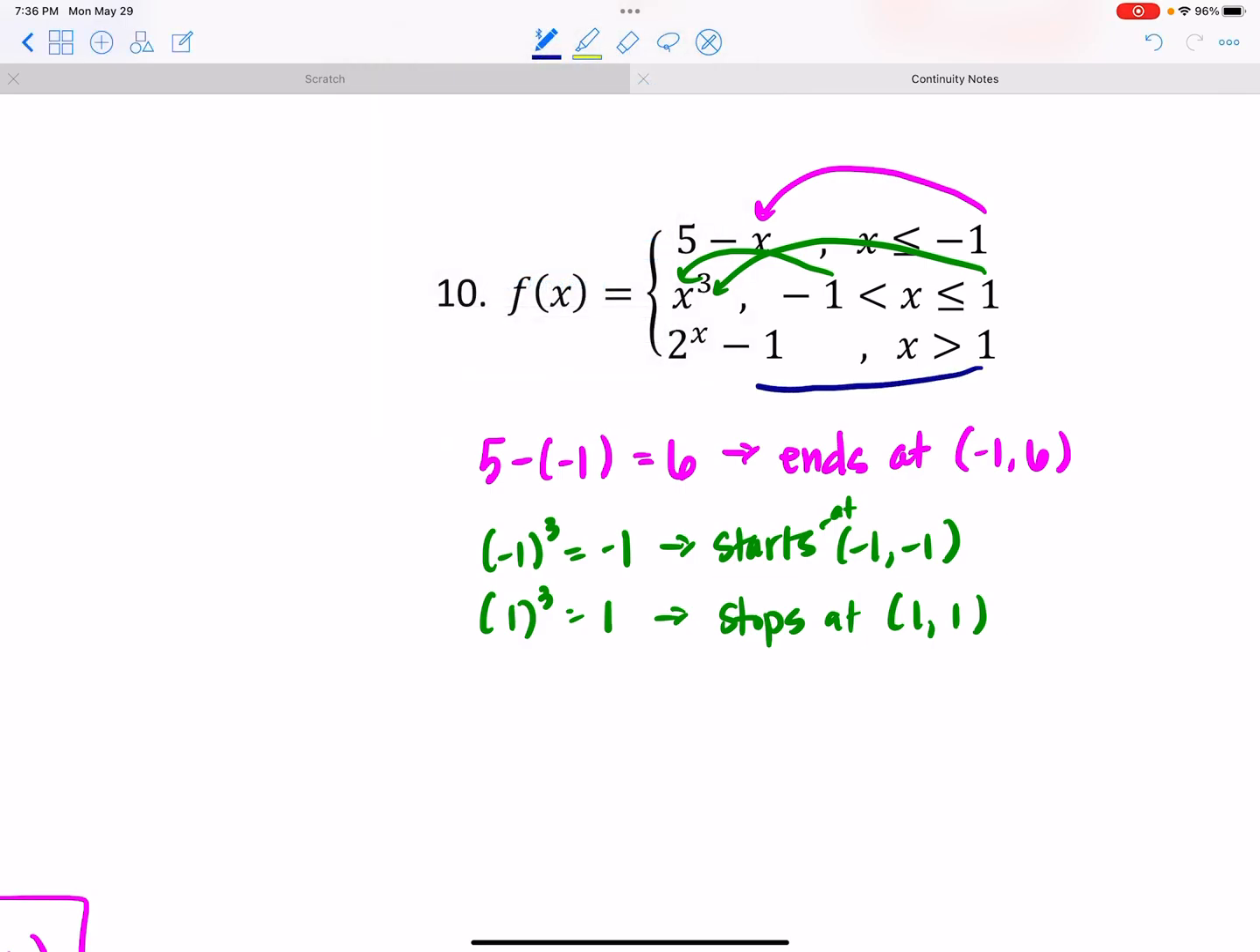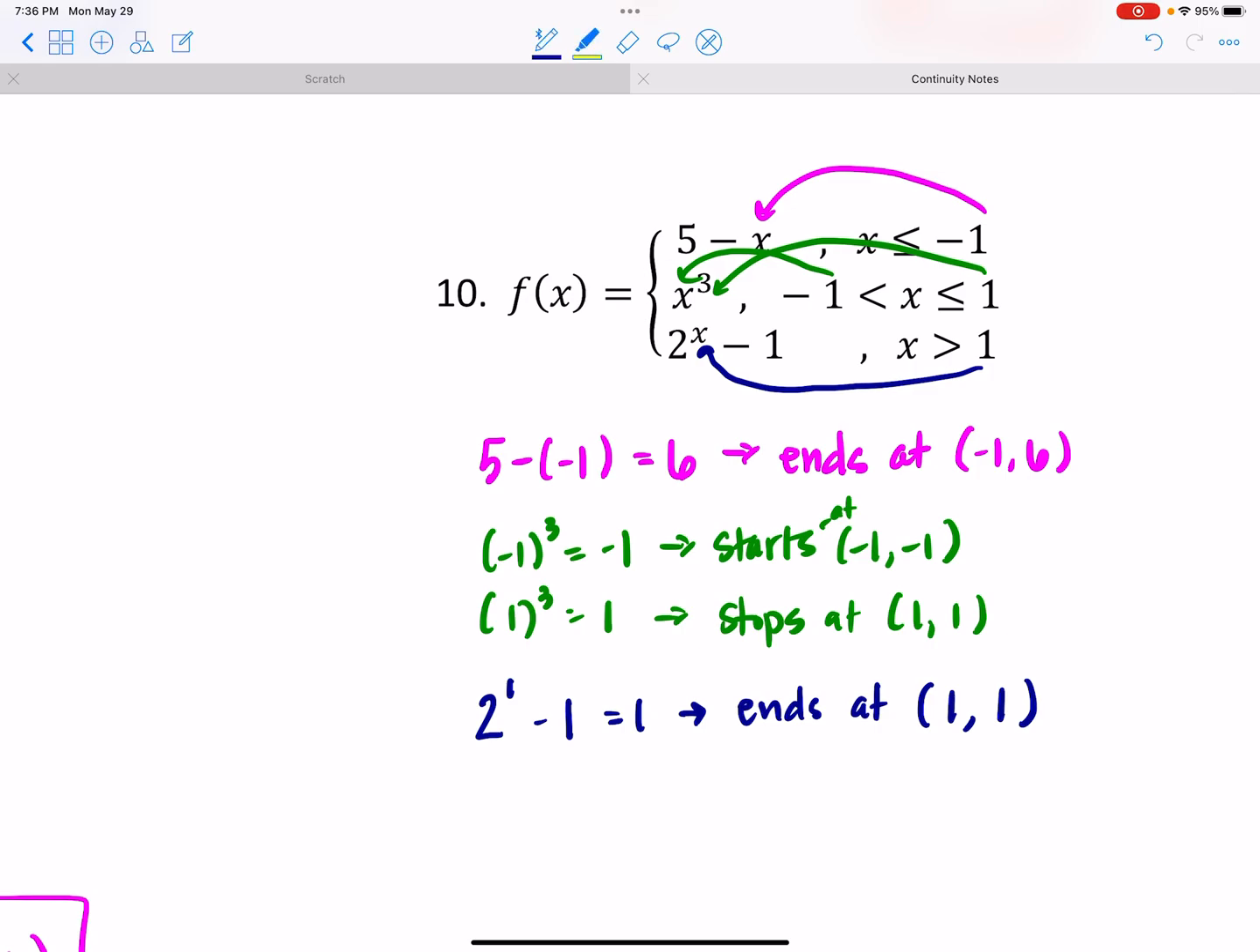I'm going to input 1 here. So I have 2 to the 1 minus 1. 2 to the first is 2, and 2 minus 1 is going to be 1. And so this one ends at, I input a 1 and got a 1. Okay, so now we need to look at where one ends and the next one starts, and so on. It's like continuing these pieces.